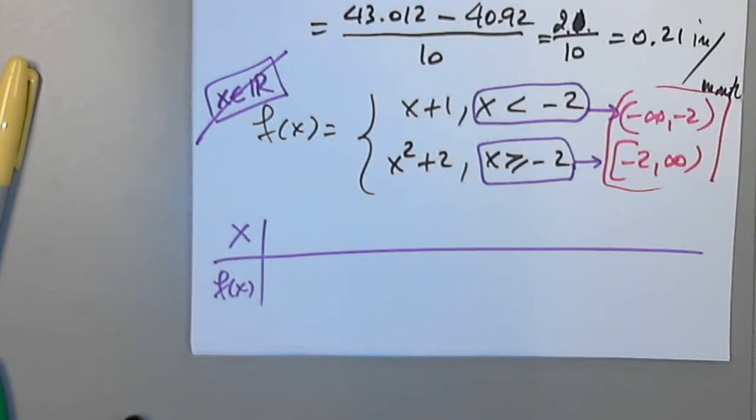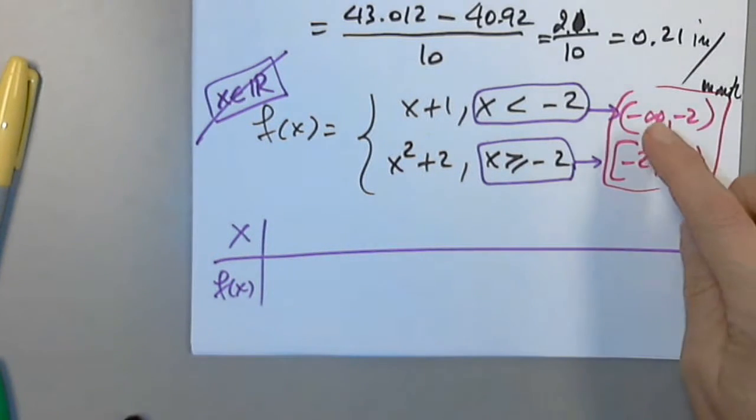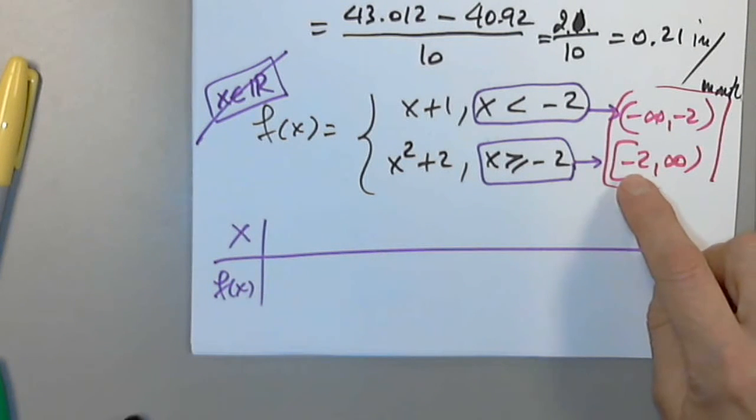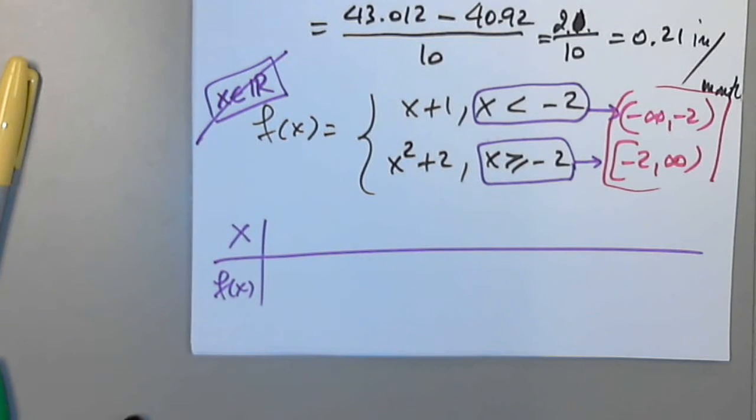Can anyone give us a domain other than Tom, because he already said it? All your numbers. You see that? From negative infinity to -2, and from -2 to infinity. It is all your numbers. The next step.